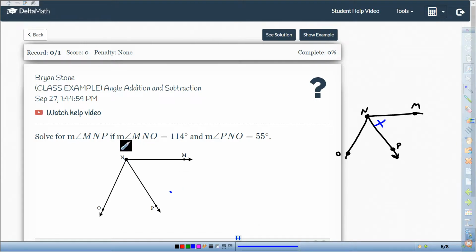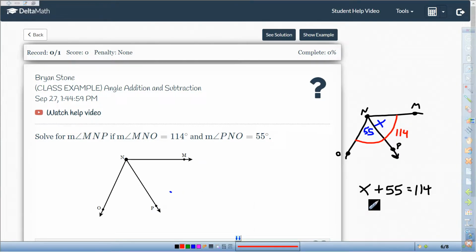Okay, here's what they're telling us. Angle MNO is 114. You guys notice that's the entire thing. So I'm going to change my color. The entire angle is 114. And then you might imagine angle PNO is this one right here. They're telling us it's 55. Now that we have this written out, we can see the equation we can make. We know that this small angle plus this small angle equals the entire big angle. There's our equation: x plus 55 equals 114.